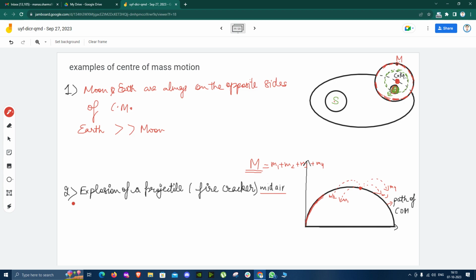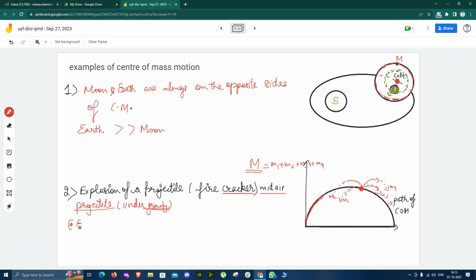So the projectile follows a parabolic path under the action of gravity. The main projectile, the cracker, is under gravity. There is an external force, gravity, Earth's gravitational force. But the explosion of the projectile is only because of the internal forces of the cracker. Let's say there is some dynamite, or a chemical reaction going on inside the cracker. That is the internal forces.